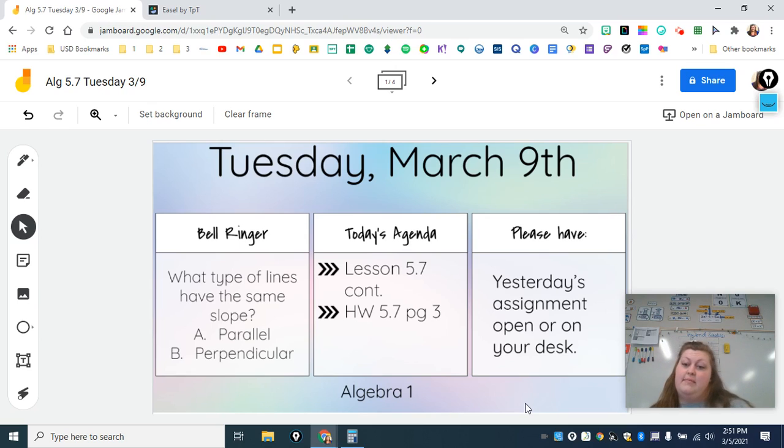Please have yesterday's assignment open or on your desk and go ahead and think of the answer to the bell ringer in your head. What type of lines have the same slope? Is it A, parallel lines, or B, perpendicular lines? I'm going to give you a second to think on that. The correct answer is parallel lines have the same slope. Perpendicular lines have the reciprocal slope.